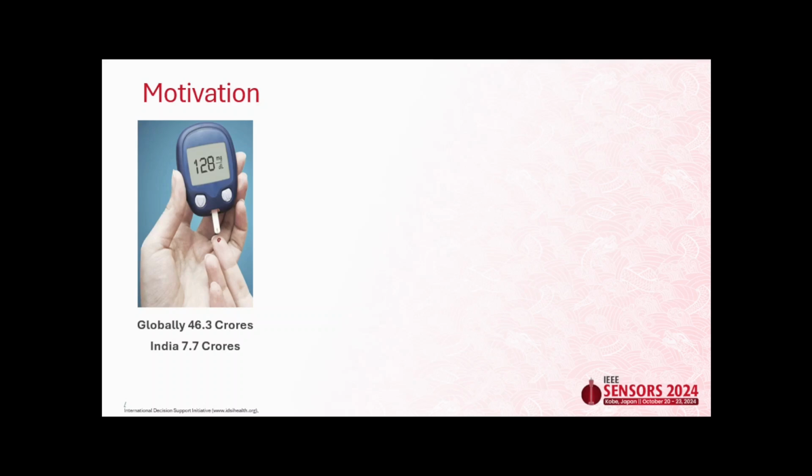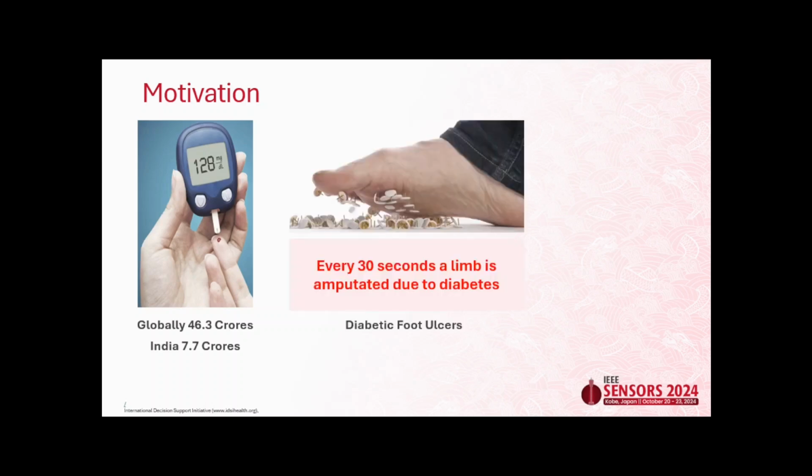Globally, there are 46.3 crore cases of diabetes, out of which 7.7 crore cases are from India. Nearly 2.5 crore cases are pre-diabetic, and more than 50% of the people are unaware of their diabetic status, which leads to health complications like hypertension and diabetic foot.